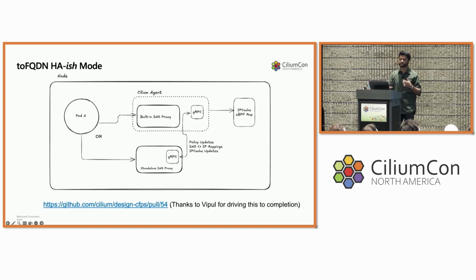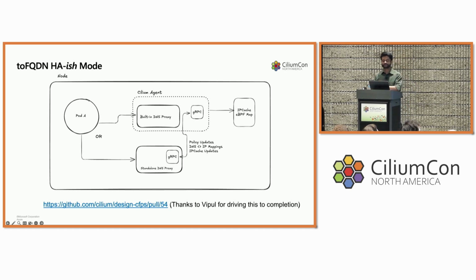There is a gRPC protocol where the Cilium agent and the standalone DNS proxy talk to each other. They exchange policy information, they exchange mappings. But still, the actual plumbing down to the data path is done by the Cilium agent alone. So what this means is, I call it HA-ish, because this works only if your application has already resolved a given domain name before the Cilium agent went down.